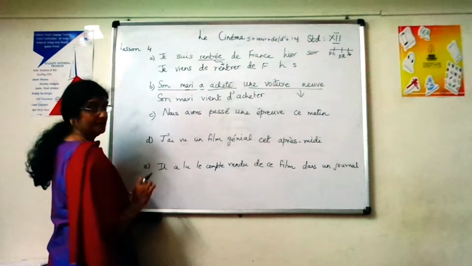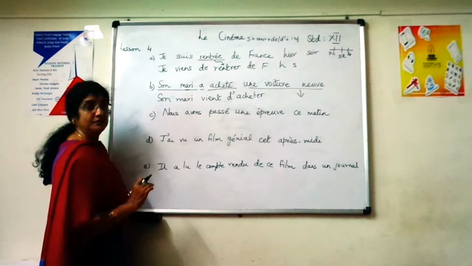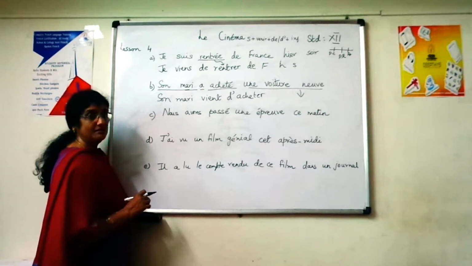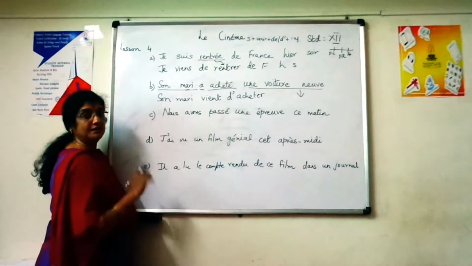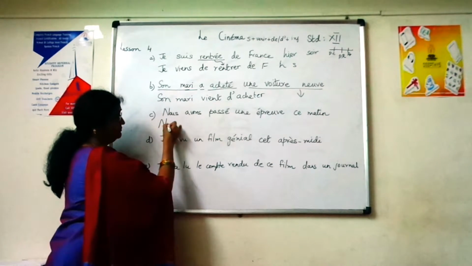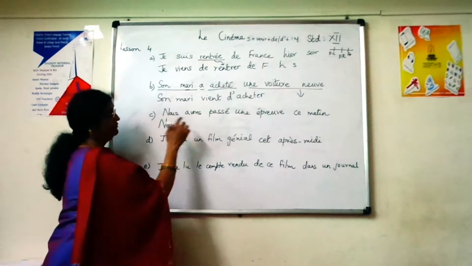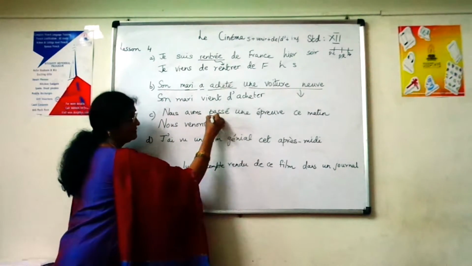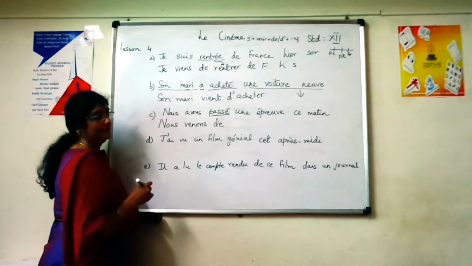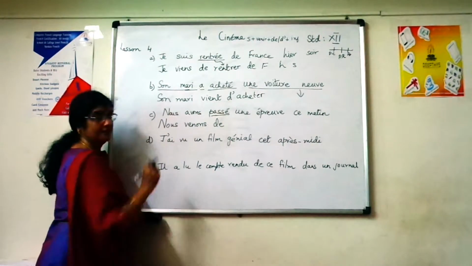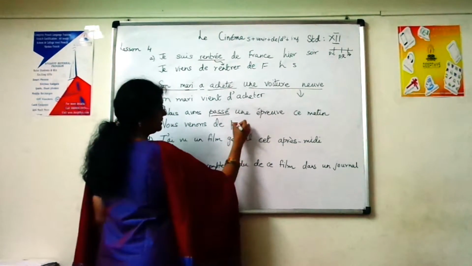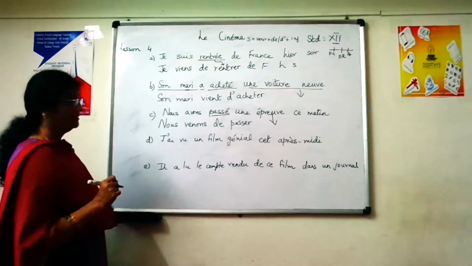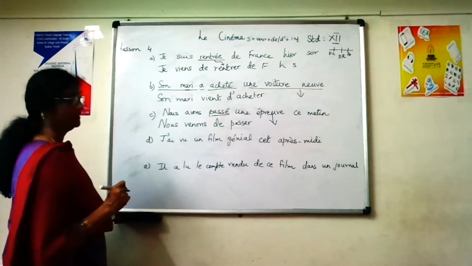We now move to the third sentence, which is nous avons passé une épreuve ce matin, which means we passed a test this morning. So from here, I'm going to make it into passé récent. You write the subject, nous. You conjugate venir for nous, which is nous venons. Then you write de or d apostrophe. I put de because this is what I'm going to make it as the infinitive. And this starts with a consonant P. Nous venons de passer, and you bring the rest of the sentence, une épreuve ce matin. Nous venons de passer une épreuve ce matin.